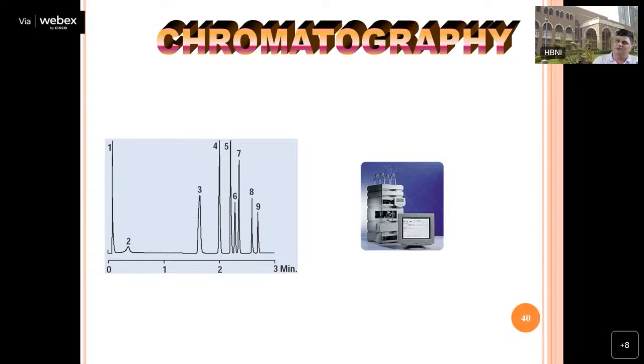the same matrix. So there is no harm. You can spike your groundwater with cadmium and then do the analysis. Okay, is that clear to you?